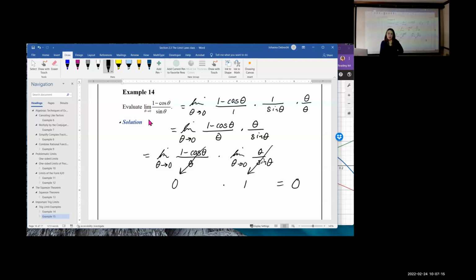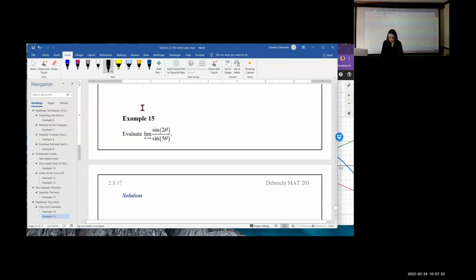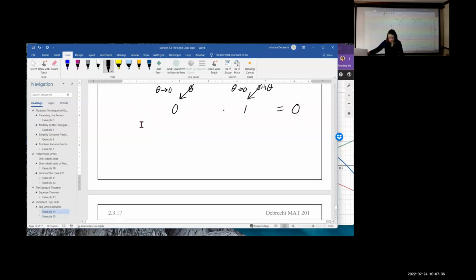And like I said, we will learn a better method of dealing with many of these later this semester in chapter 4. I think it's chapter 4 when we learn L'Hopital's rule. Okay. One more to try, which is example 15. So let's look at example 15.